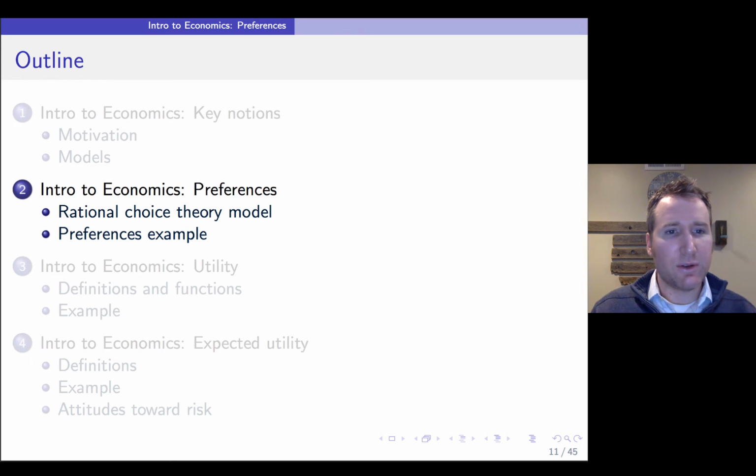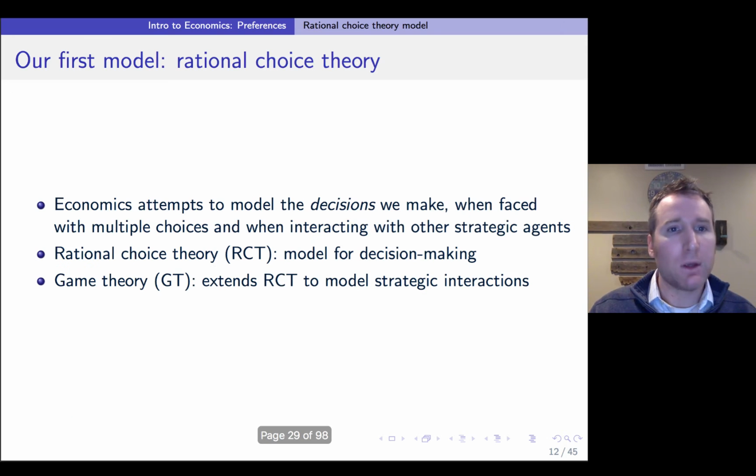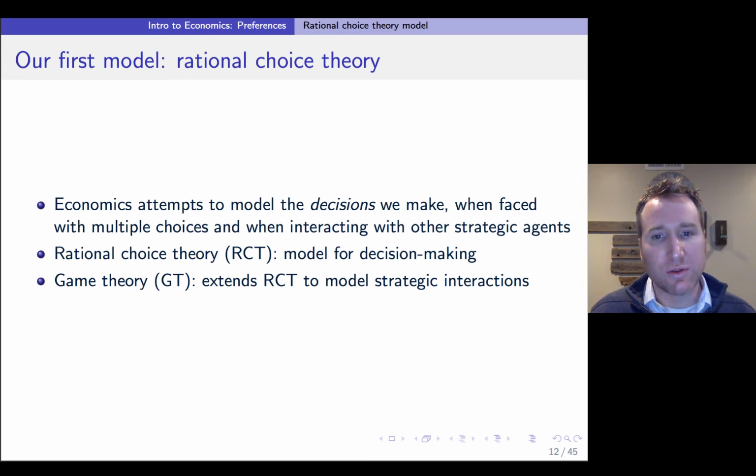Okay, so now let's continue looking at our introduction to economics by introducing rational choice theory and first the notion of preferences. So economics, as I've been saying, is all about modeling the decisions that users, consumers, individuals, firms make when you're given multiple choices and when interacting with others. And rational choice theory is the fundamental model for decision making that is used in economics.